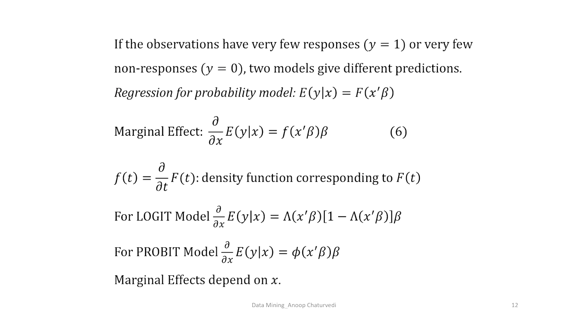Further, if the observations have very few responses y equal to 1 or very few non-responses y equal to 0. So, the observations have one of the two extreme cases, means either y equal to 1 are very few or y equal to 0 are very few. In that case, the two models give different predictions.